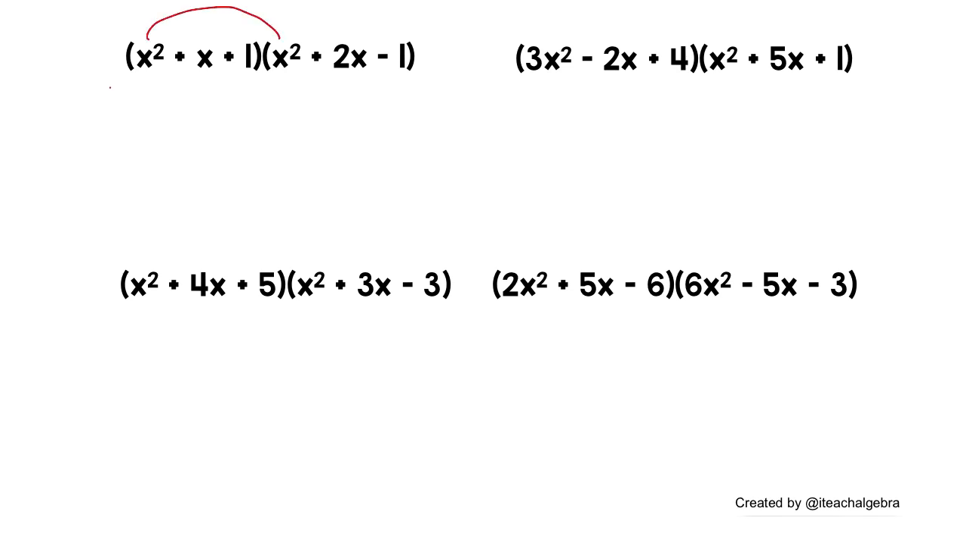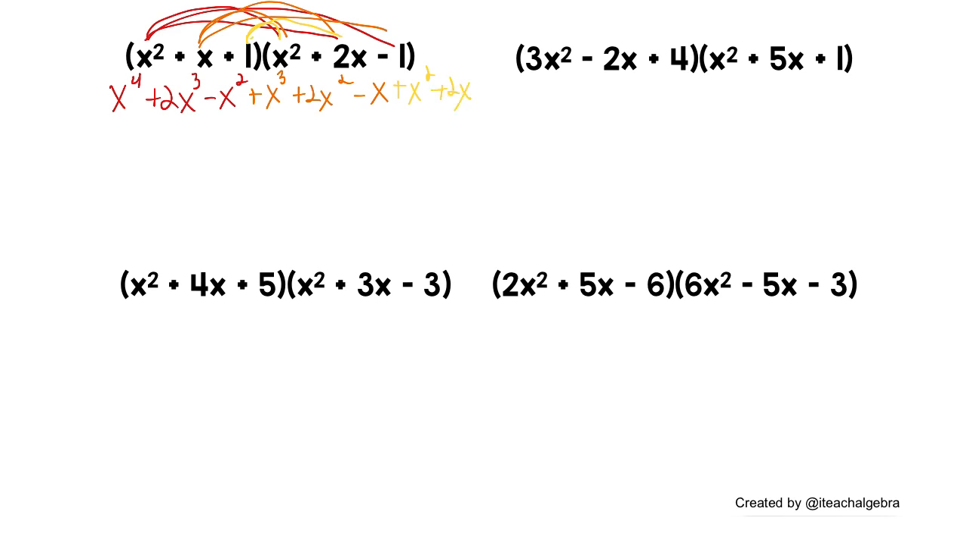X squared times x squared is x to the fourth. X squared times 2x is plus 2x to the third. X squared times negative 1 is minus x squared. X times x squared is plus x to the third. X times 2x is plus 2x squared. X times negative 1 is minus x. One more time. 1 times x squared is plus x squared. 1 times 2x is plus 2x. And 1 times negative 1 is minus 1.